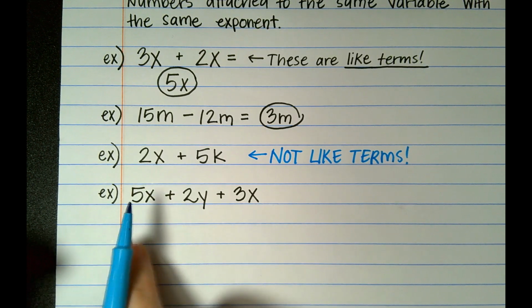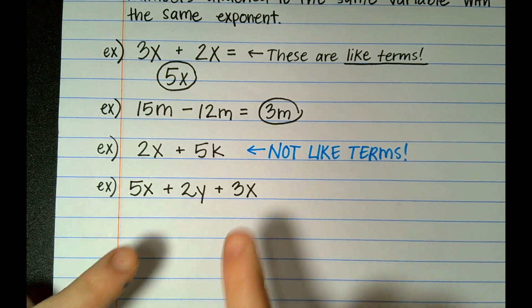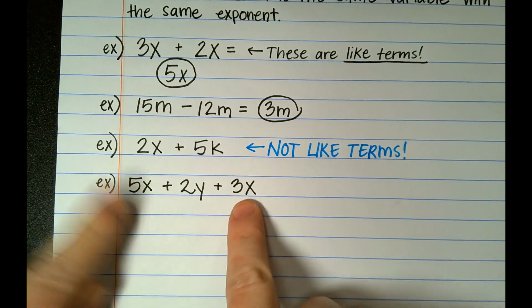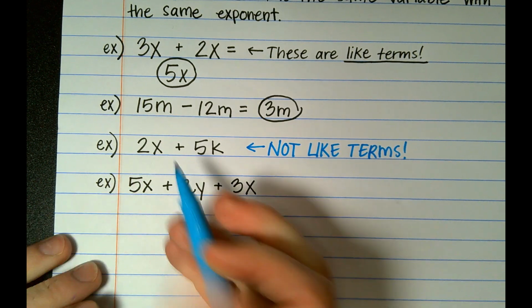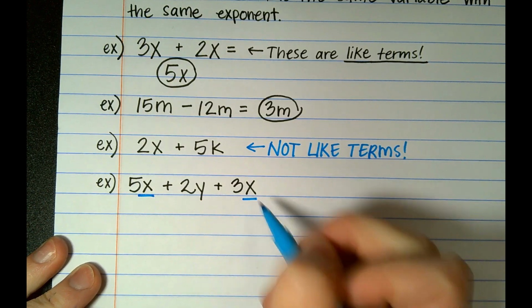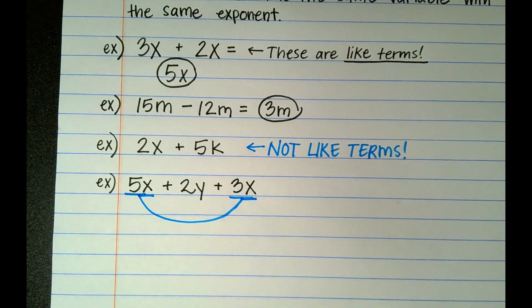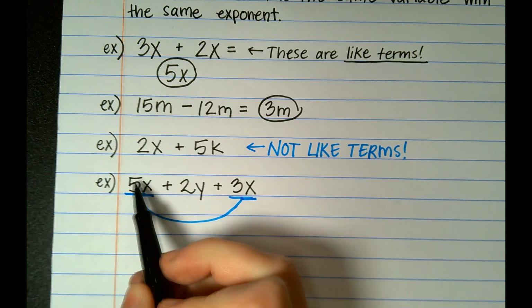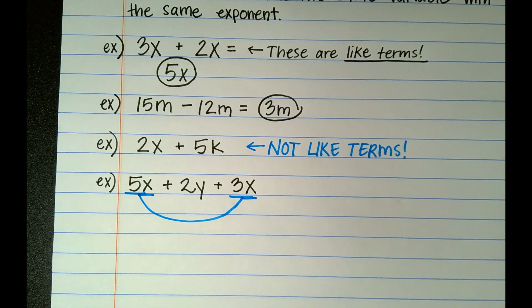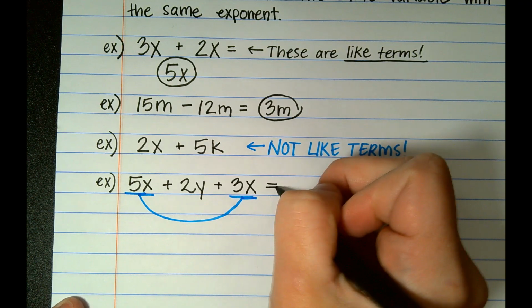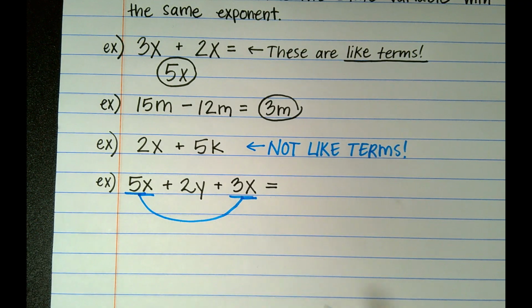Okay. So if we have something like this, just because there's a y on the 2 doesn't mean that I can't still put the x's together. 5x and 3x, these are still like terms. I can combine these. And so what is 5x plus 3x? 8x. 8x.